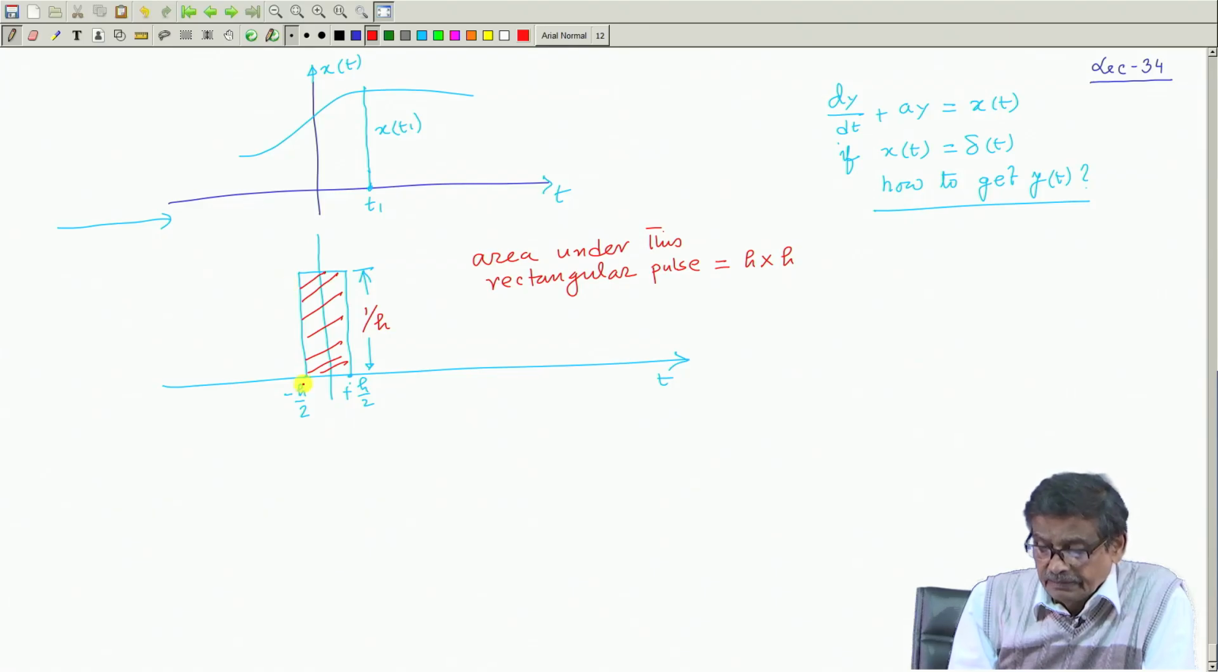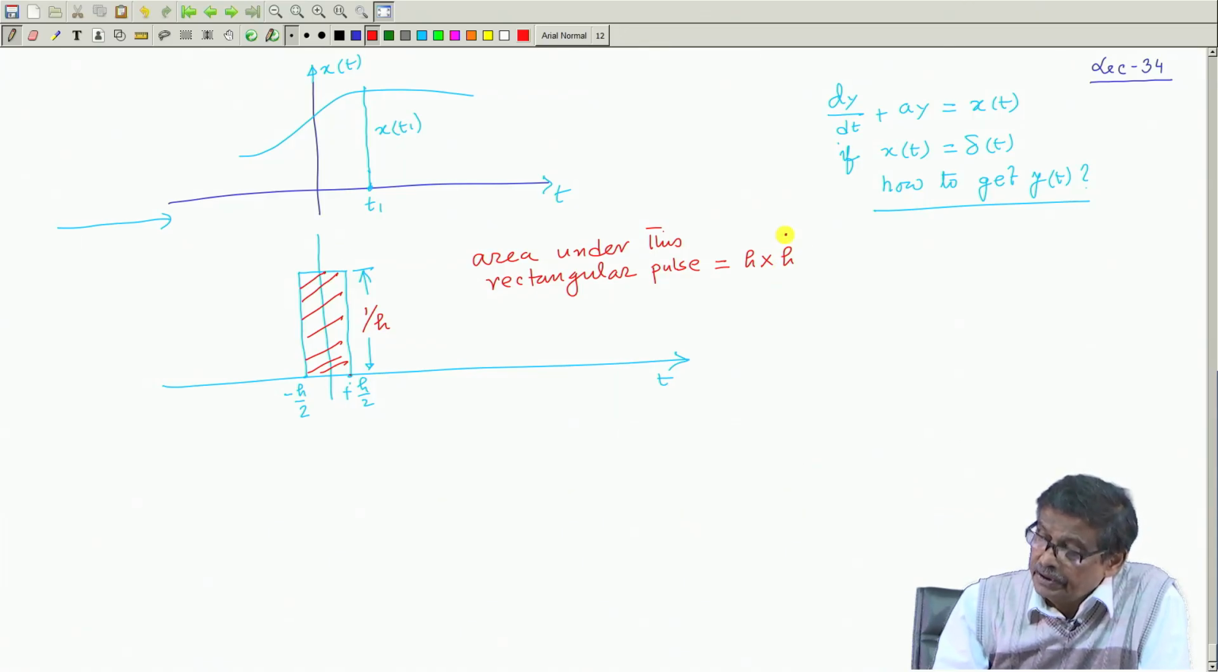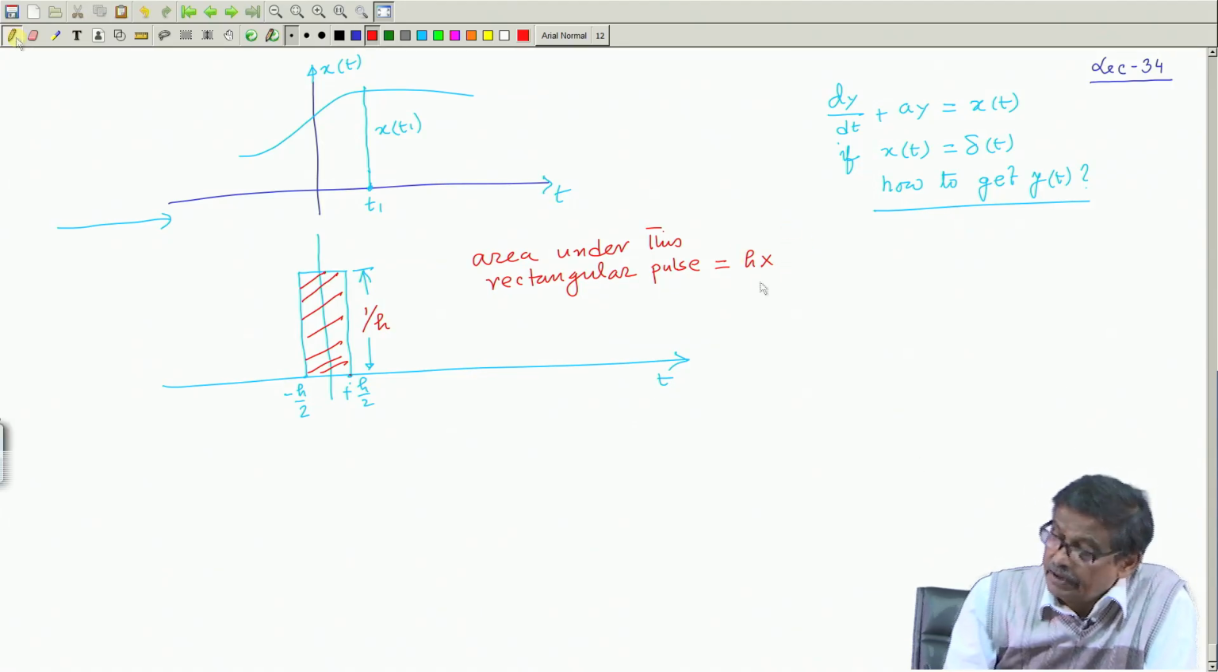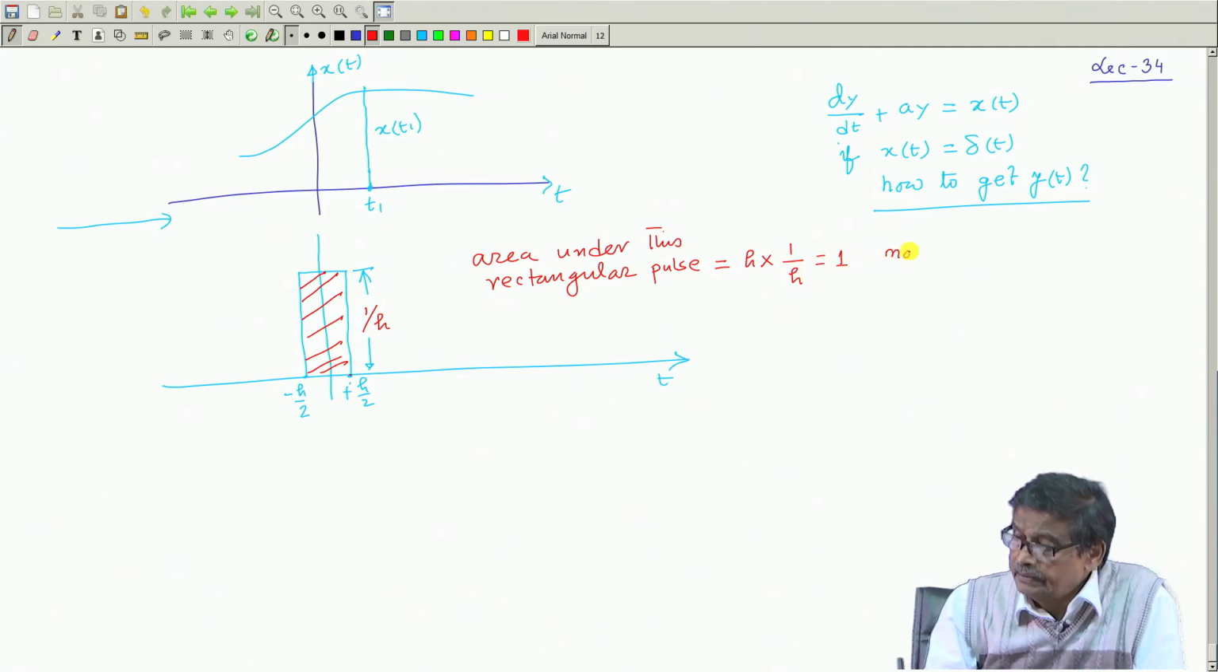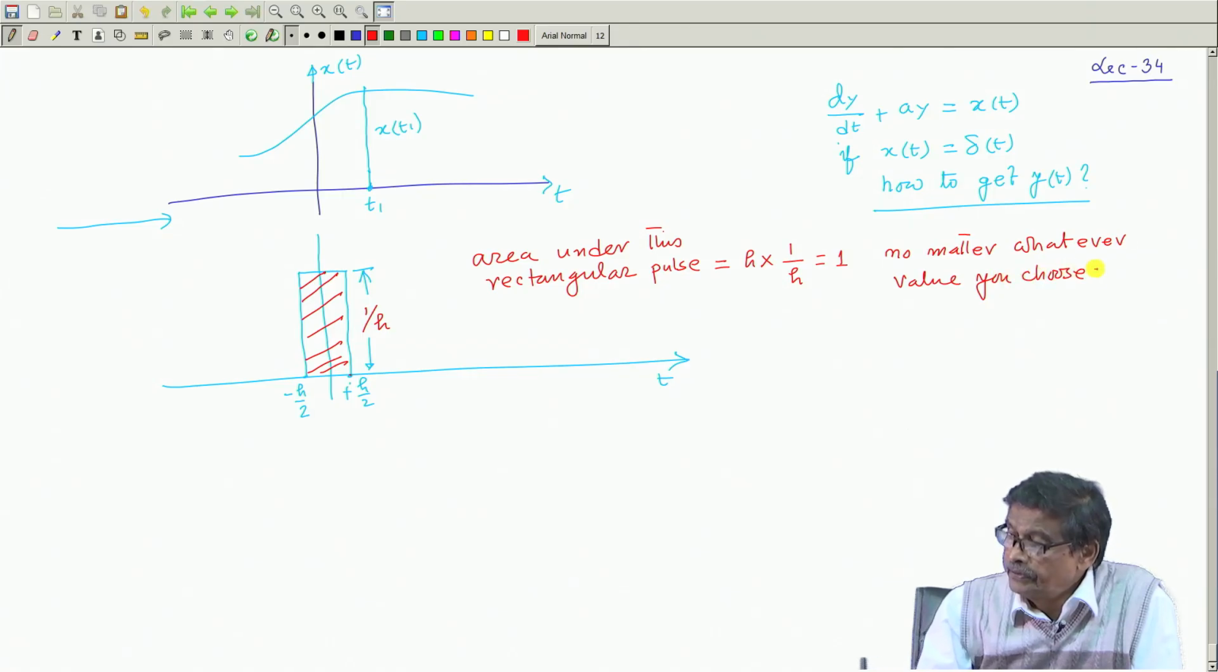So, it is a rectangle of width h, from minus h by 2 to h by 2, and height is 1 by h. Area will be h into 1 by h, which will always be equal to 1, no matter whatever value you choose for h.